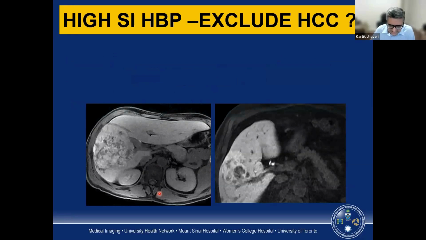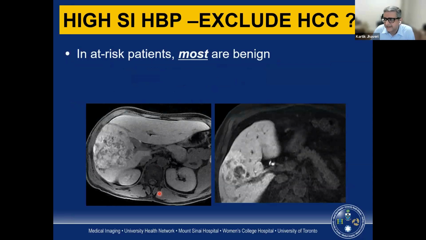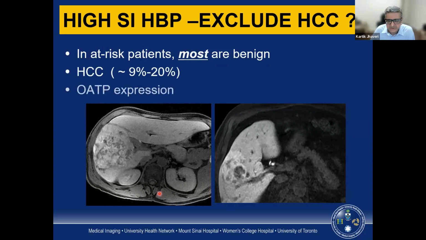And the reason is that HCCs, of course, can take up hepatobiliary contrast agents and look hyperintense on the hepatobiliary phase. They're typically heterogeneous, and particularly those HCCs which have expression of OATP receptors, which occurs in almost 9 to 20% of HCCs, you can have this heterogeneous uptake on the hepatobiliary phase with a typical HCC on histology.